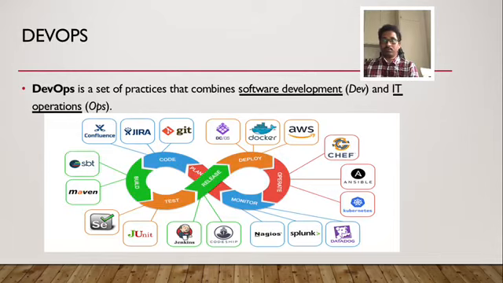Yeah, so now we look into DevOps. DevOps is a set of practices that combines software development and IT operations. That means development and operations basically. If you look at this infinity symbol, the different steps are planning, coding, building, testing, releasing, deploying, operations, and then monitor, and again go for the planning. So it's a kind of closed loop where you have the feedback coming after deployment.